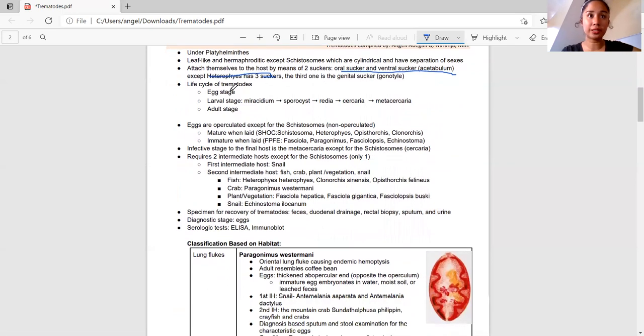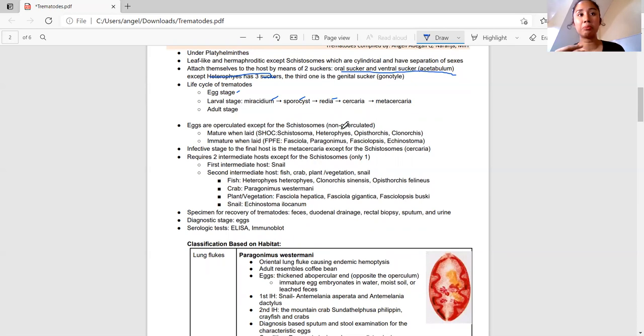For the life cycle of trematodes, it starts with the ova, and after the ova, the miracidium emerges, then sporocysts, rediae, cercaria, metacercaria, and then the adult stage. Here we have SHOC: Schistosoma, Heterophyes, Opisthorchis and Clonorchis. Once laid, they are already embryonated and mature, so they could easily infect the first intermediate host, which is the snail.